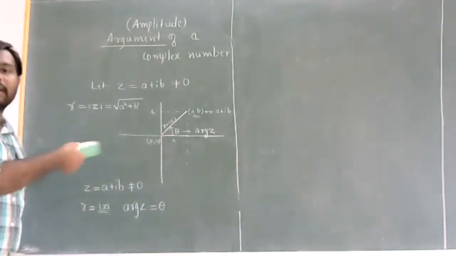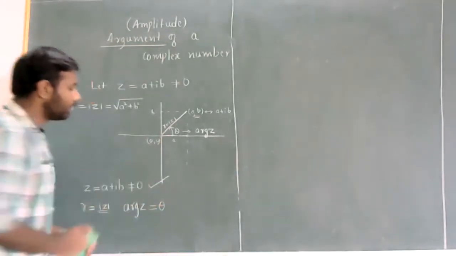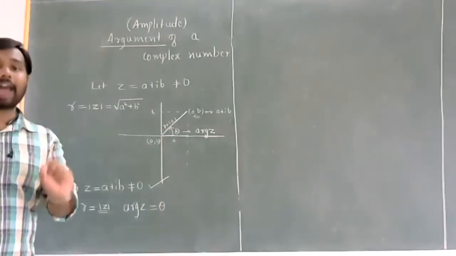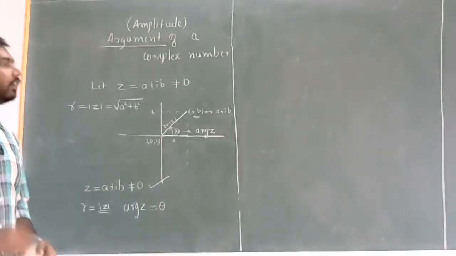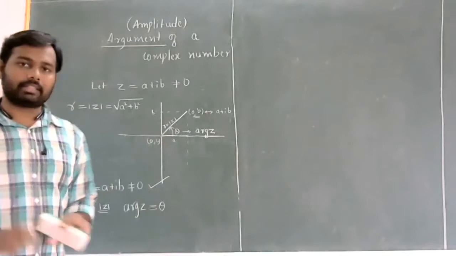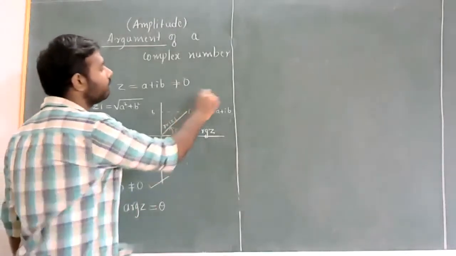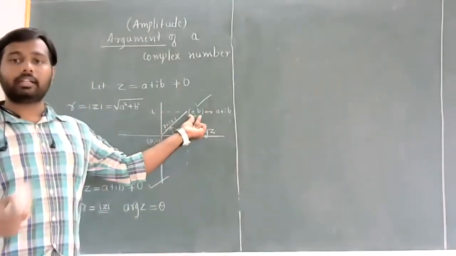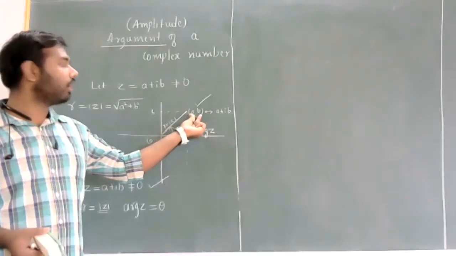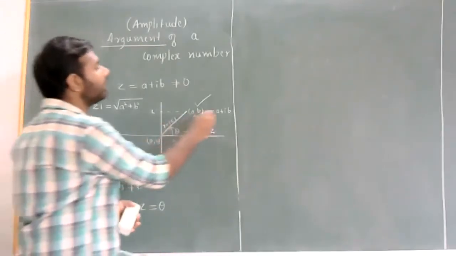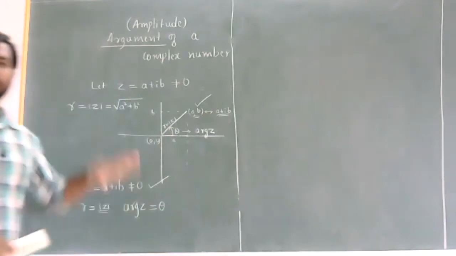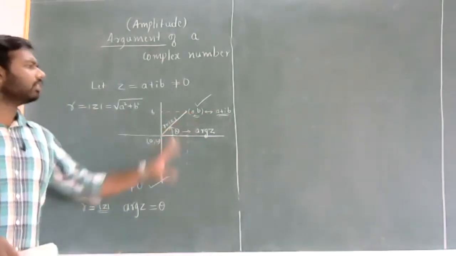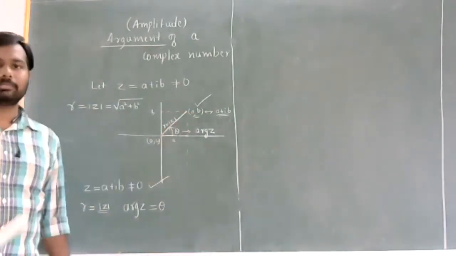Now go in the other way. Now I have to mark the point A plus IB in another method. In the first method, we have used the ordered pair relation. So we have marked the ordered pair A comma B, and that point will be nothing but A plus IB. So this is how we represent complex numbers generally.